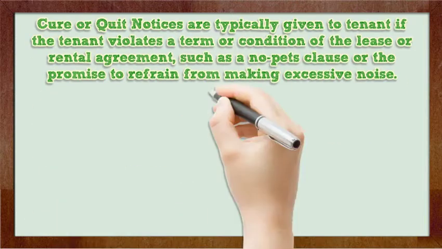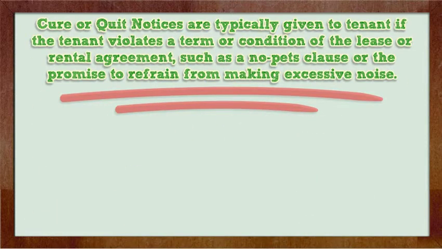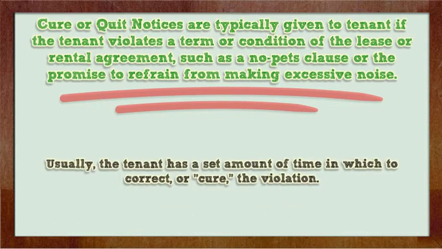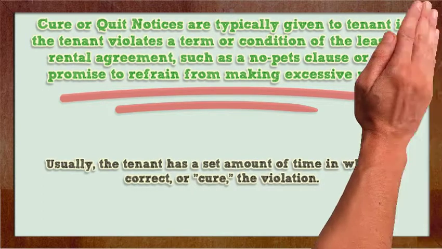Cure or quit notices are typically given to a tenant if the tenant violates a term or condition of the lease or rental agreement, such as a no pets clause or the promise to refrain from making excessive noise. Usually, the tenant has a set amount of time in which to correct, or cure, the violation.